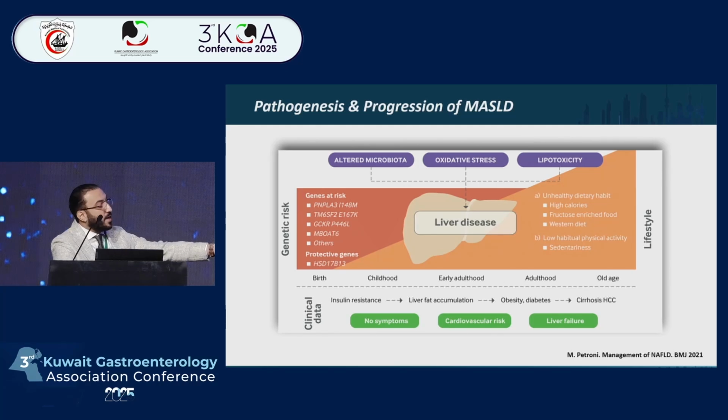Eventually, we'll have insulin resistance, which is the underlying mechanism of progression of MASH and MASLD. Also, they will have a higher risk of cardiovascular disease. At the end, the pathogenesis will lead to liver cell failure and major adverse liver events.